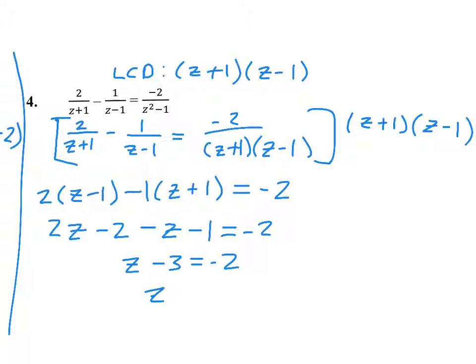So we end up with z equals 1. Then we check our answer. So z equals 1 is fine here, because plugging in 1 makes 2. But it does not work here. 1 minus 1 is 0. You're not allowed to divide by 0. So this doesn't work. And we have no solution.